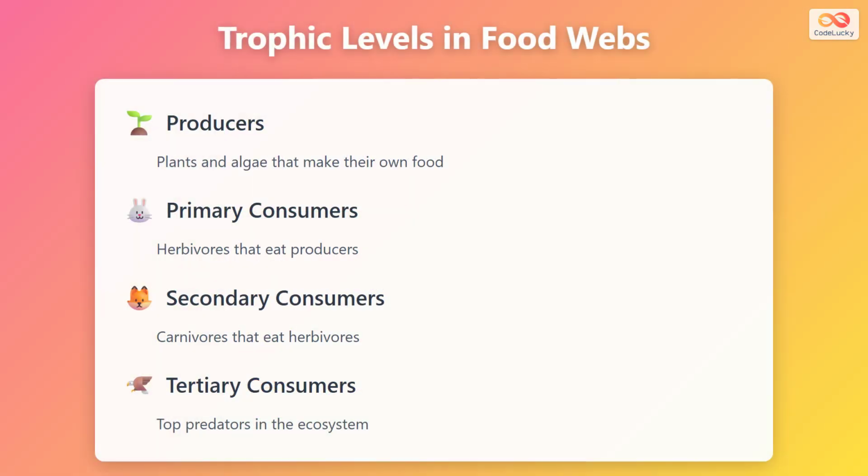Food webs are organized into trophic levels, which represent feeding positions. At the base are producers like plants and algae that make their own food through photosynthesis. Primary consumers are herbivores that eat producers, such as rabbits and deer. Secondary consumers are carnivores that eat herbivores, like foxes and snakes. Tertiary consumers are top predators at the apex of the food web, such as eagles and lions. Energy decreases as we move up each trophic level, which is why there are fewer top predators than herbivores.